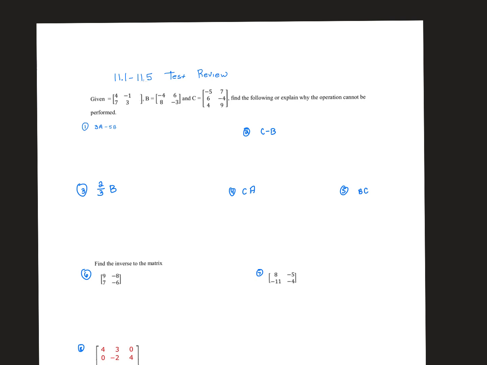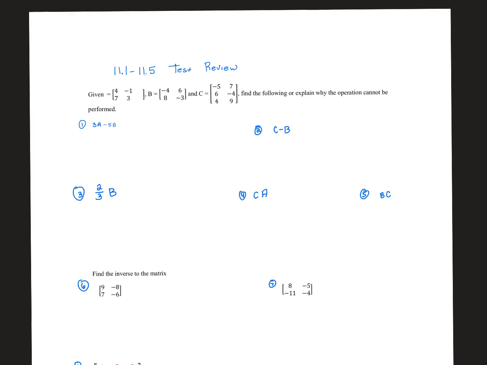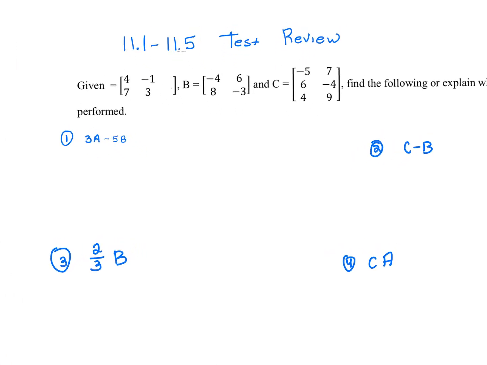Just the little extra bit will be the Cramer's Rule part, which we'll talk about in a second at the end. But let's just refresh over our matrix operations with scalar multiplication, multiplying matrices, and then adding and subtracting them. Number one is asking you to multiply 3 into the A matrix and then multiply -5 into the B matrix and then combine the two.